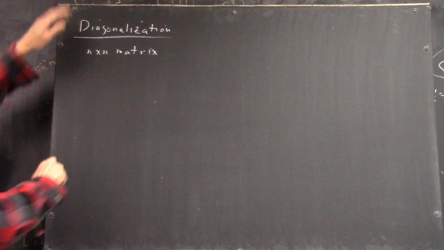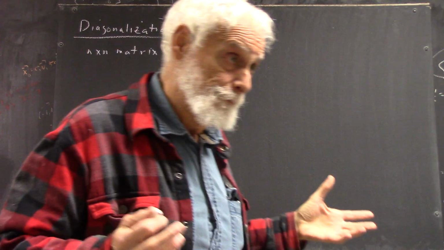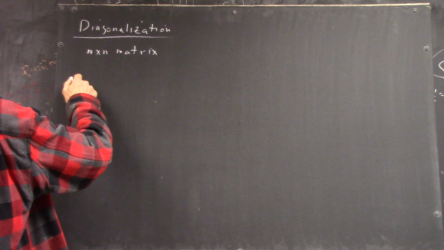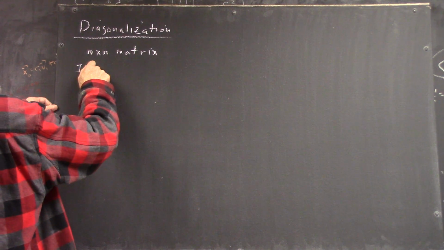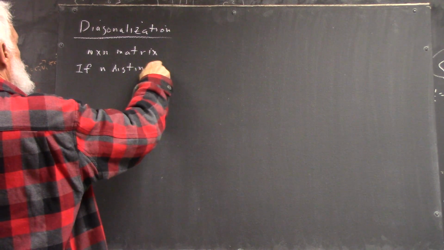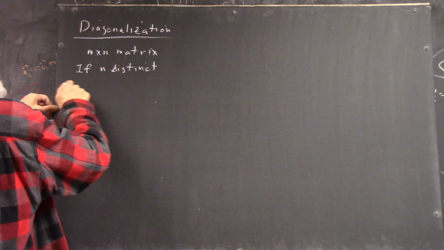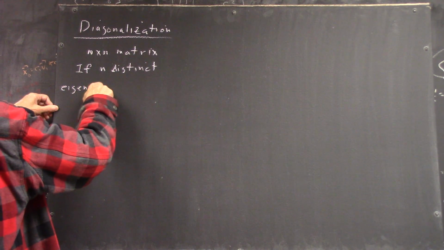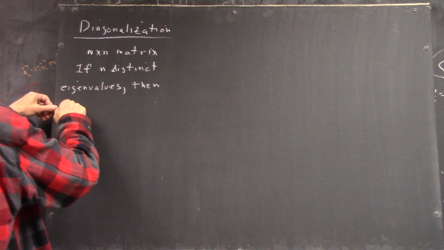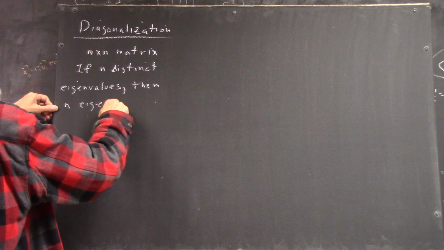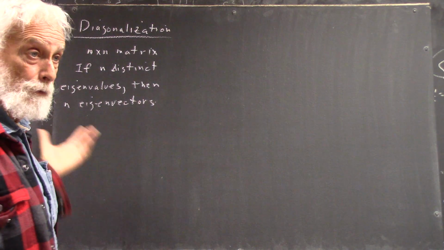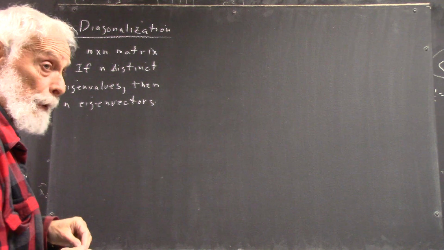An n by n matrix, which you can think of as representing a linear transformation. Okay? If there are n distinct eigenvalues, then you get n distinct eigenvectors. I didn't write the word distinct, and I should have, but you can read. Okay?